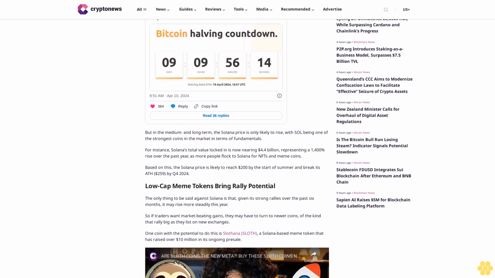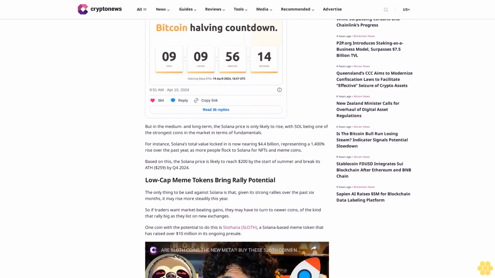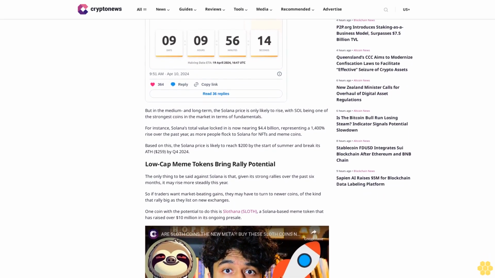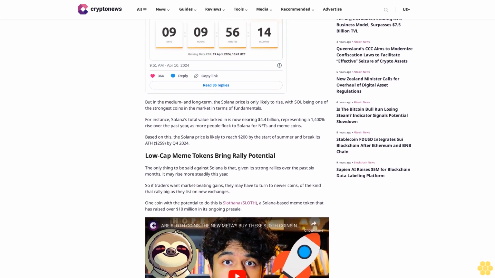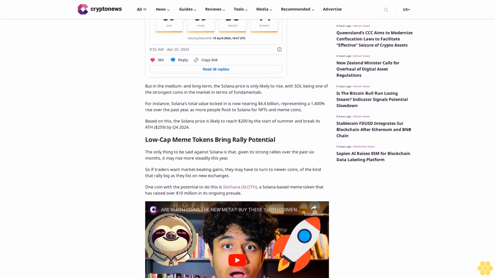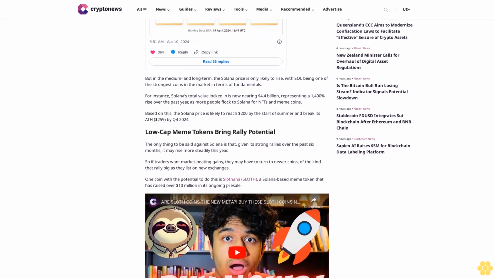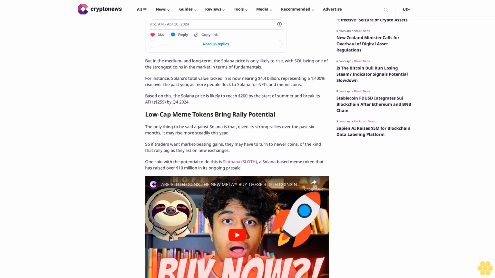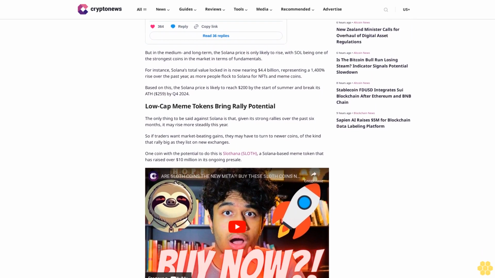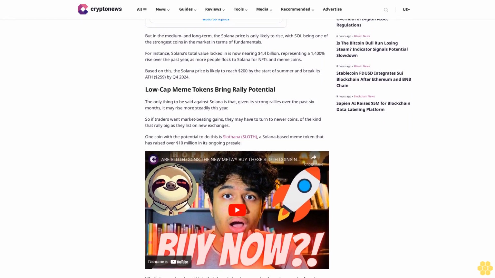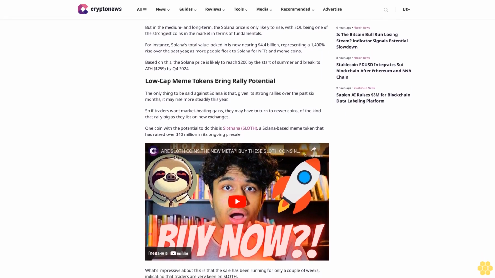One coin with the potential to do this is Solana Sloth, a Solana-based meme token that has raised over $10 million in its ongoing presale. What's impressive about this is that the sale has been running for only a couple of weeks, indicating that traders are very keen on Sloth. There are a couple of reasons for this, with one of the main reasons being that Solana Sloth's team also developed the successful Smog token. The latter listed earlier this year and made big gains over its presale price, raising the possibility of something similar happening with Sloth.